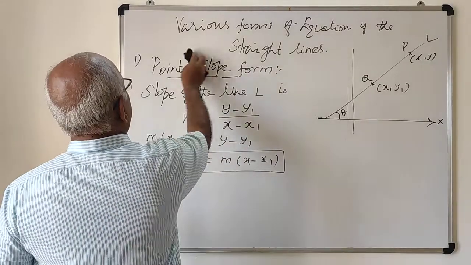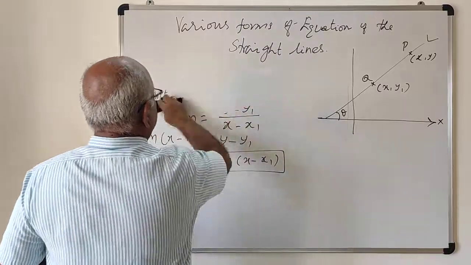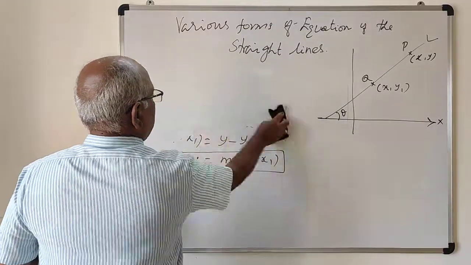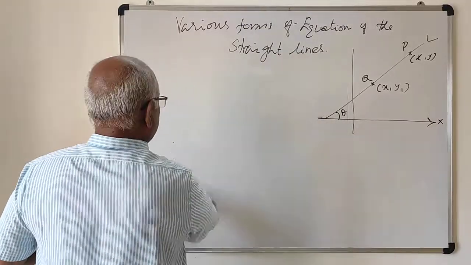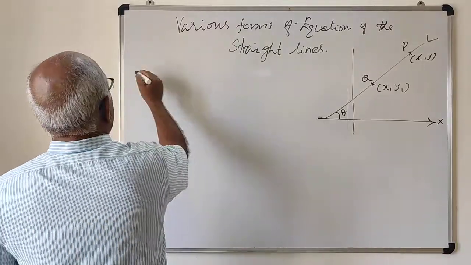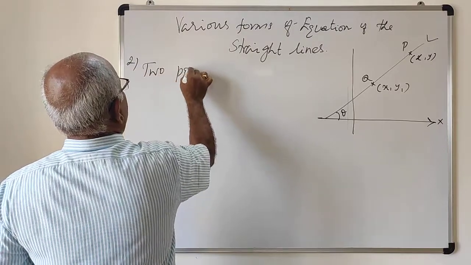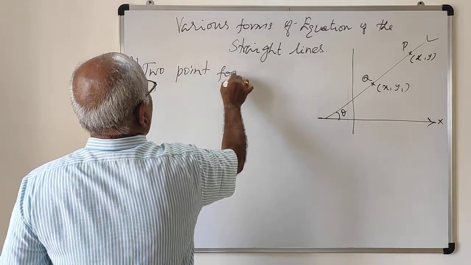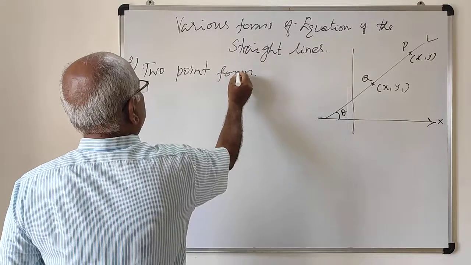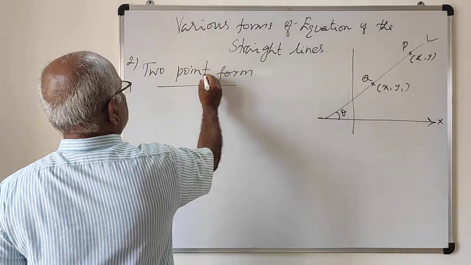Next one is the 2-point form. The second type of the various forms is the 2-point form of straight lines.